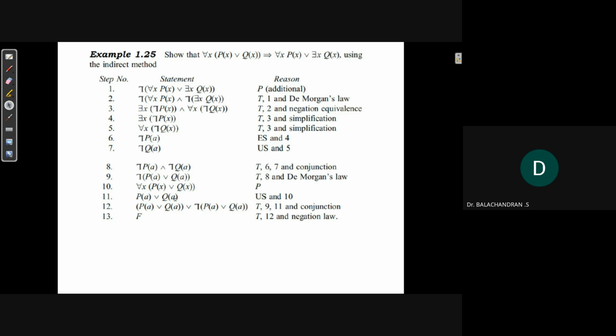Now this is what? And sorry, I think here it should not be R, here it should be and. P of A or Q of A, and this is what? Negation of P of A or Q of A. This is a typo. This should be and. So this looks like P and negation P, which is false.